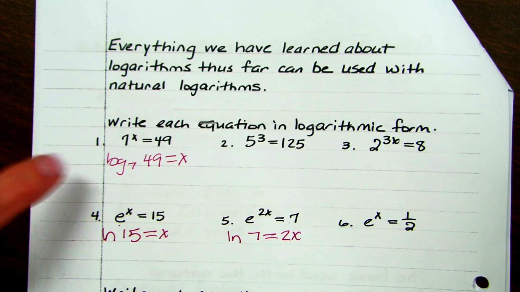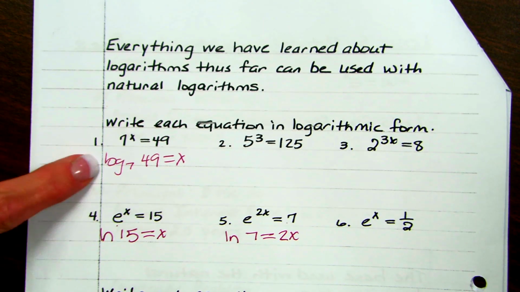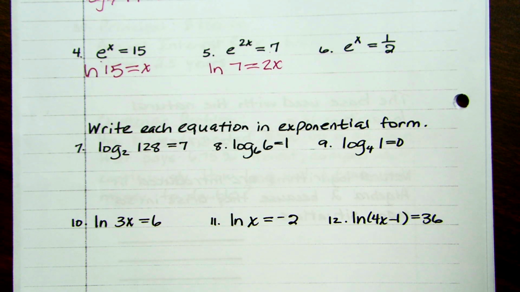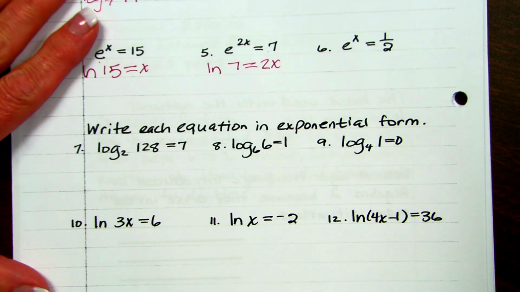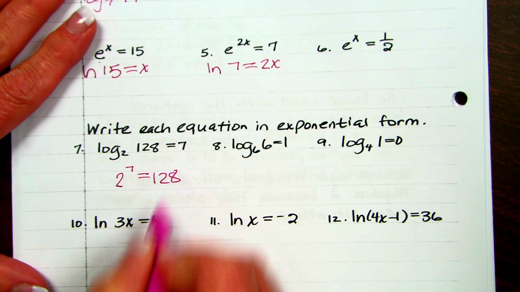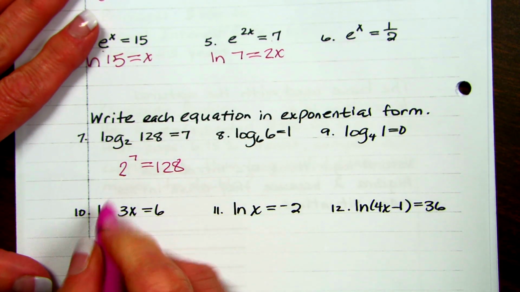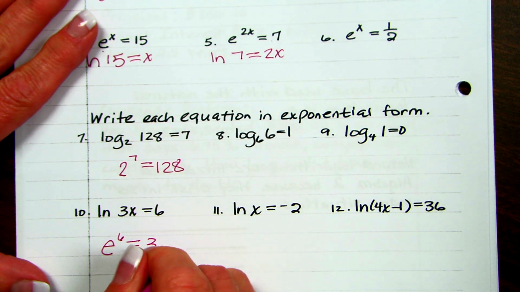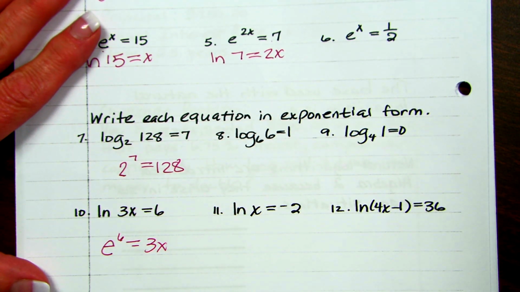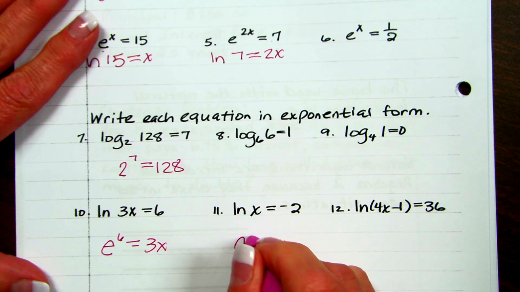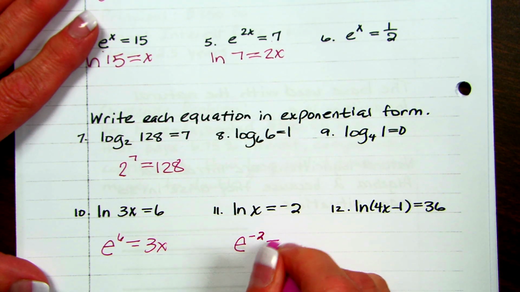All right, so that was going from exponential form to log form. Now we're going to go back from log form to exponential form. Just like this is the base, you would write 2 to the 7th equals 128. Here, when you see natural log, you've got to know that the base is e, so that would be e to the 6 equals 3x. Here you see that this is natural log of x equals negative 2, so that would be e to the negative 2 equals x.